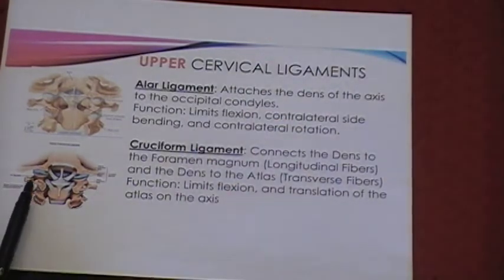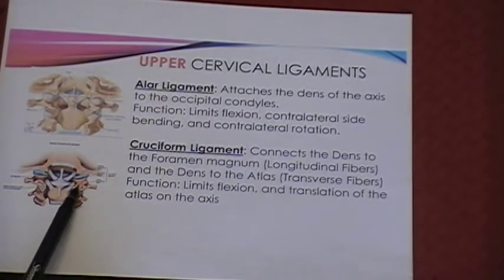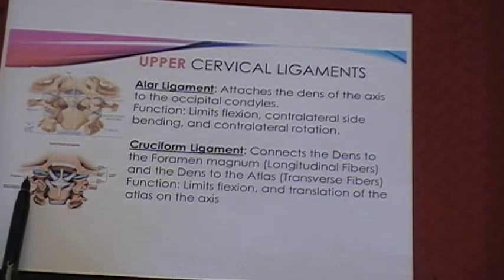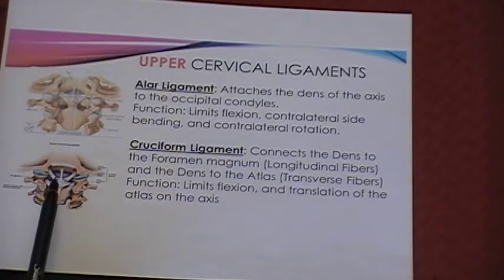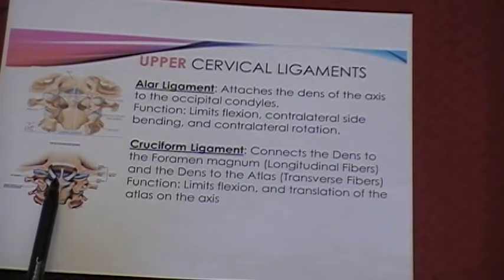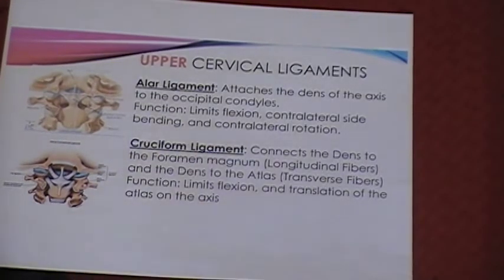And then you have the transverse part of this ligament. Okay, so that part's going from right to left or left to right. And this is connecting the dens to the body of the atlas. So the up and down part, the longitudinal fibers, and the right and left, or transverse fibers, make up the cruciform ligament. And the purpose of that is to limit flexion and translation of the atlas on the axis.